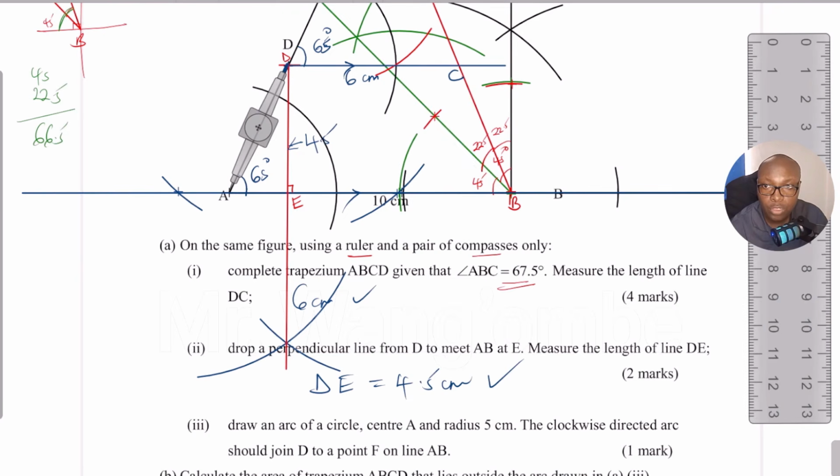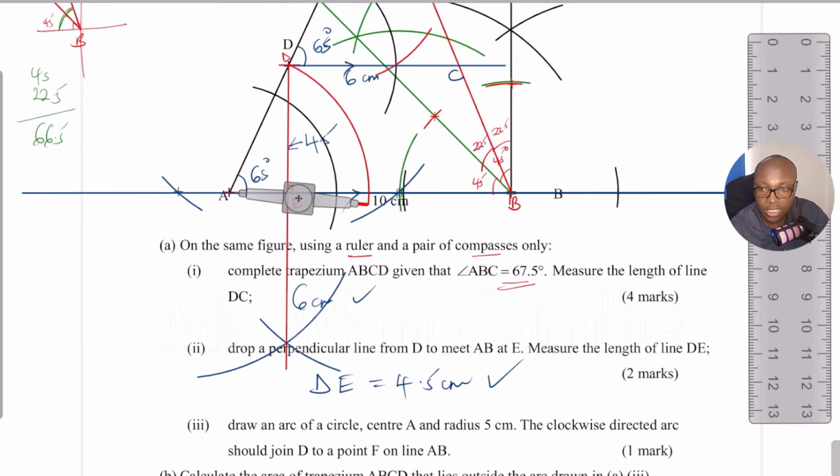Then you're supposed to draw an arc from D, clockwise. That is the direction, the one that I'm making the arc. And then it should join AB at a point F on line AB.